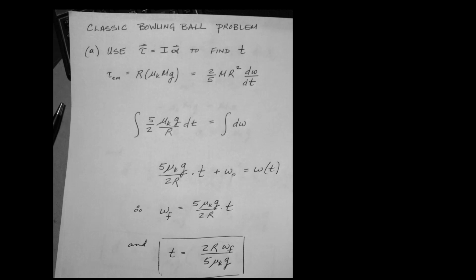And so the time between the bowling ball striking the lane and rolling without slipping, which is at some final angular speed, is twice the radius of the sphere times that final angular speed over 5 coefficient of kinetic friction times gravitational acceleration, but in this context, I really like gravitational field strength, that familiar 9.8 newtons per kilogram. In those units, I think gravitational field strength.